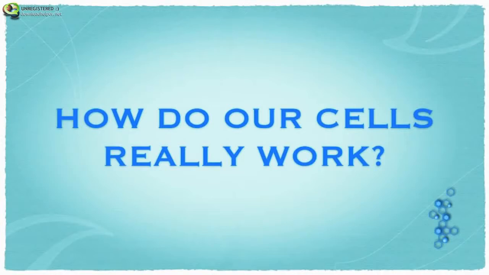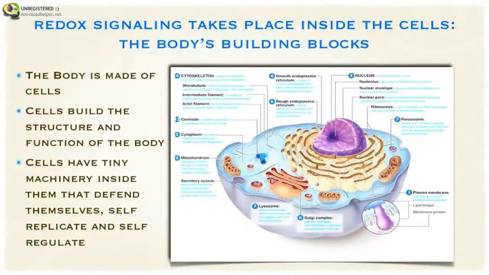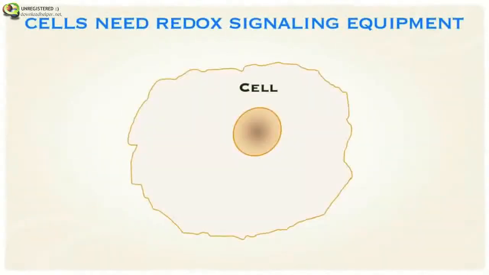So, how do our cells work, and how does this new science apply to understanding cells better? Here's a cross-section of a human cell, and as you can see, it's an intricate combination of machines and machinery that serves to help to hold together and operate this basic building block of our body. Cells have these machines that help the cell defend itself and replace itself and regulate itself. But there are three main areas of cell physiology where redox chemistry comes into play.